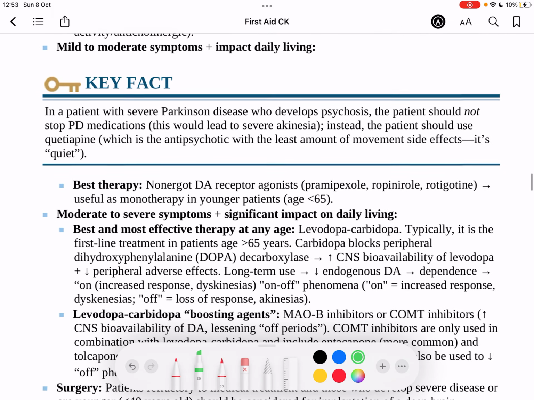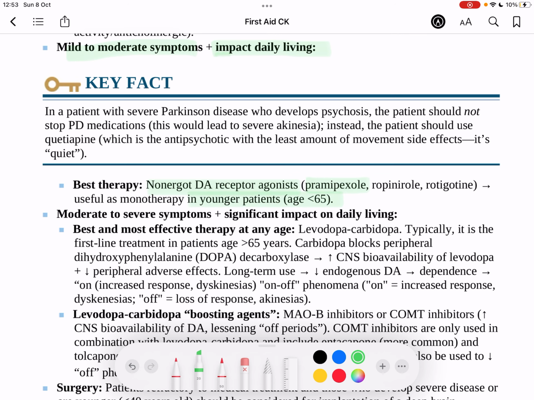Now, let's talk about if a patient's got mild to moderate symptoms, but there is an impact on daily living. The best therapy we can actually give this time is a dopamine agonist, okay? We're now giving something that is going to act directly on the receptors. It's not increasing endogenous dopamine availability like the MAO inhibitors. It's going to be actually providing more stimulation of the dopamine receptors. So I kind of see it as like a step up. And this is like your pramipexole, your ropinirole, but this is useful also in young patients as well, okay?